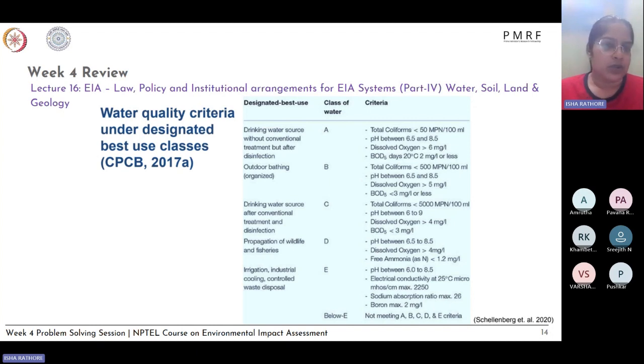So the CPCB has given water quality criteria. So, for example, if you are using water for landscape and irrigation, you have to ensure that the water quality is equivalent to landscape and irrigation requirements. So things like that you have to ensure when you have your proposals.